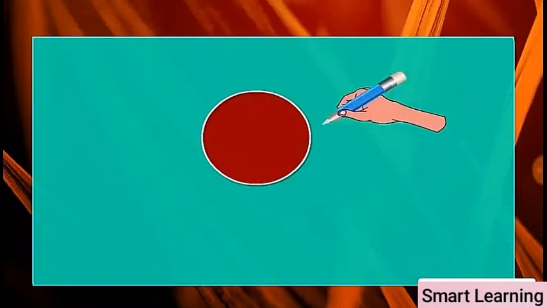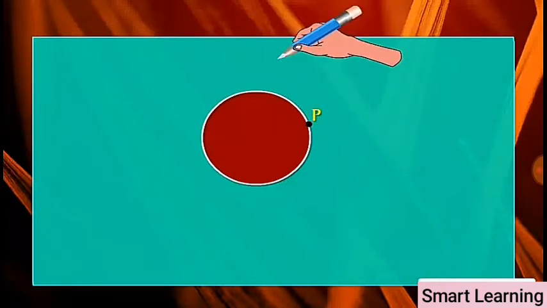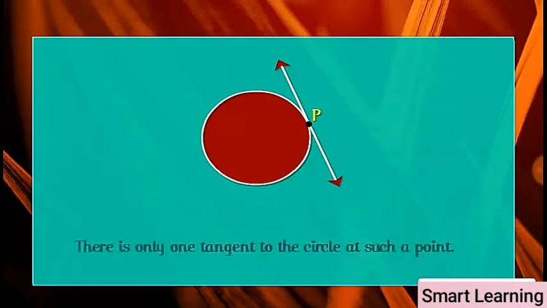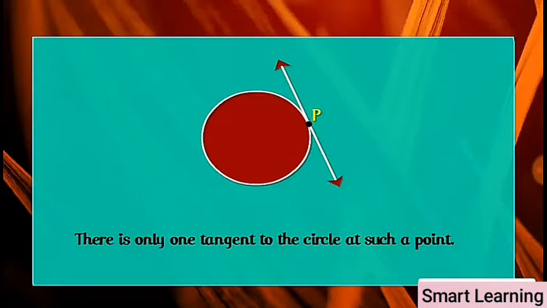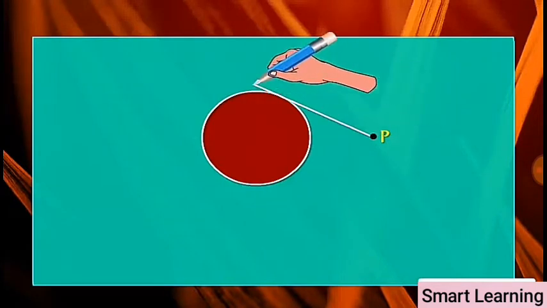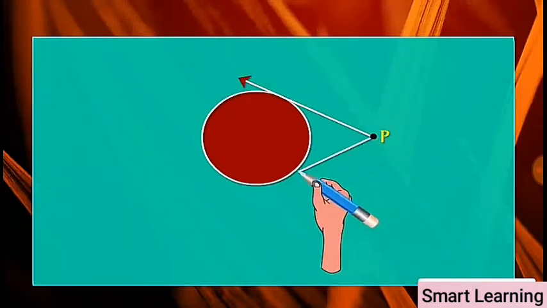Next, take a point P on the circle and draw tangents through this point. We have already observed that there is only one tangent to the circle at such a point. Now we are left with only one condition. Let us see that also. Now we will take a point outside the circle and try to draw tangents to the circle from this point.